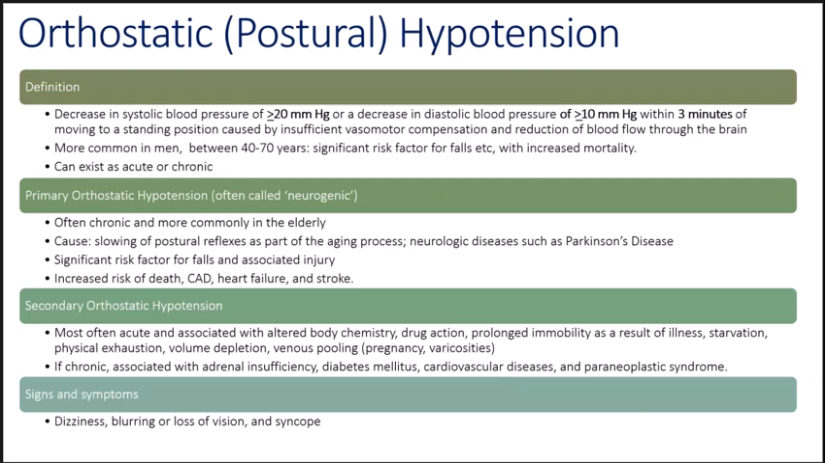Primary orthostatic hypotension is oftentimes chronic, and it's more common in the elderly. So older adults are susceptible to this type of orthostatic hypotension because of slowing of postural reflexes that occur just as part of the aging process. But it can also occur in certain neurologic diseases such as Parkinson's disease.